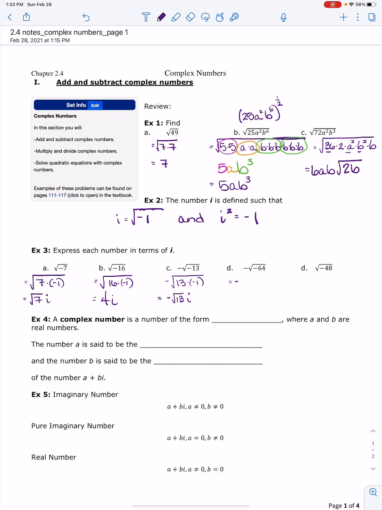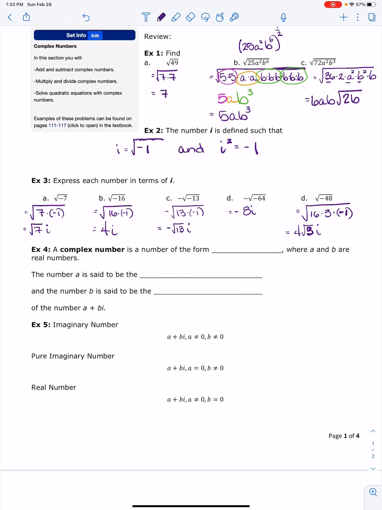So on D, same thing. I got negative. This time I got the square root of -64. Square root of 64 is 8. Square root of the -1 part is i. And on D, I'm going to factor this a little more. 48 is 16 times 3. Times -1 gives us that -48. I get 4 square roots of 3 times i. Again, i out at the end.